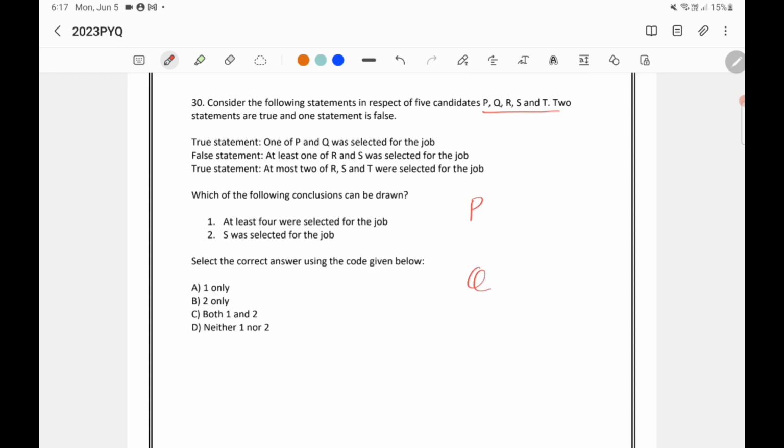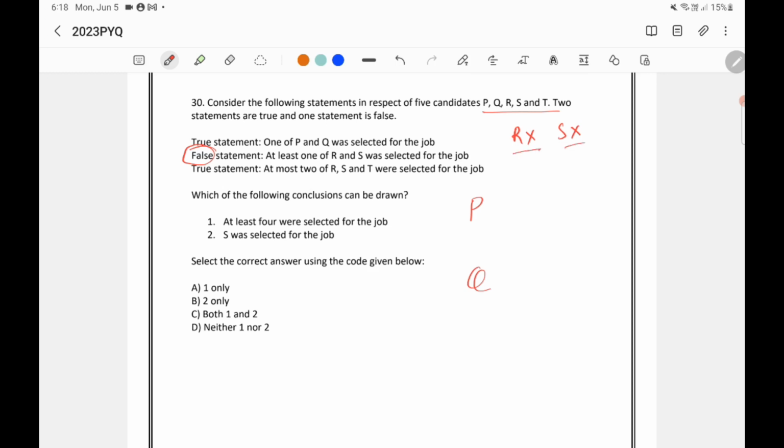So these are possibilities. Now if you see the second statement, it says that at least one of R and S was selected for the job. But this is a false statement. That means just reverse this statement. So the statement is false and it says that at least one of R and S is selected. So we can write the statement as at least one of R and S was not selected for the job. Then it will become true, right? That means R was not selected and S was also not selected. If one of them becomes selected, then at least one will be selected, right? So R will not be selected and S will not be selected for the job.